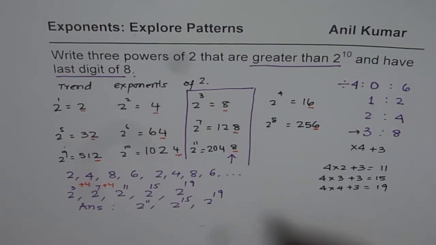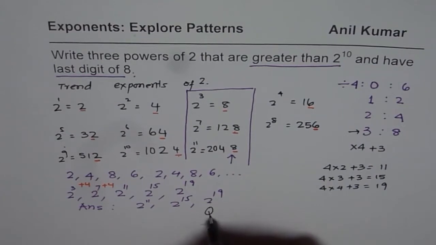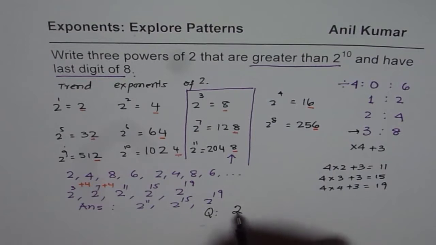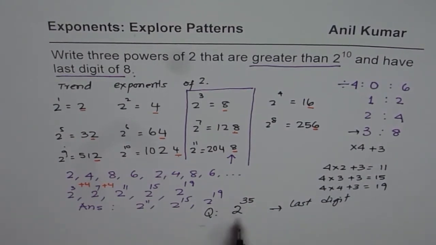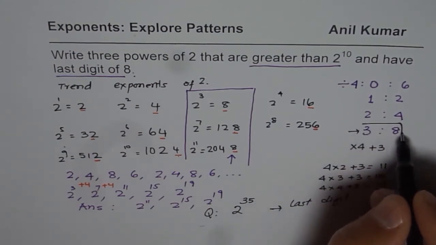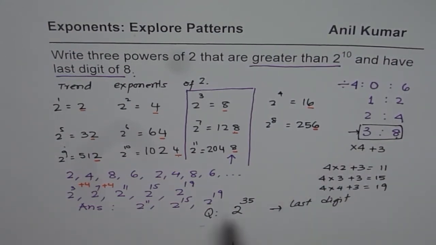Now let me ask you a question, right? So the question is, if I just write a number at random, which is 2 to the power of, let us say 35, can you tell me the last digit? How will you do it? So we can divide 35 by 4, right? 4 times 8 is 32, 3 more, right? So 3 more. So here also the last digit will be 8 in this case. Do you see that? So that is how you can find it.